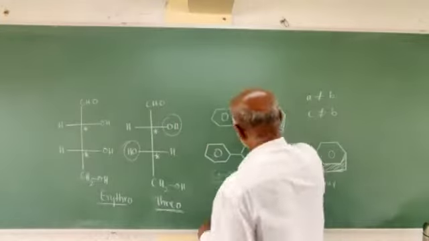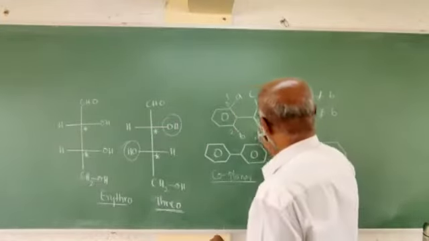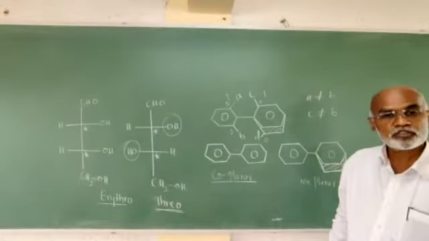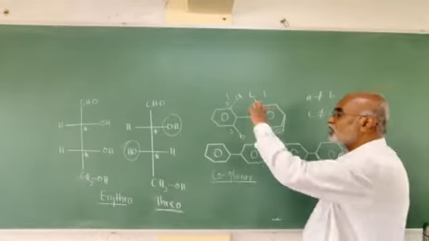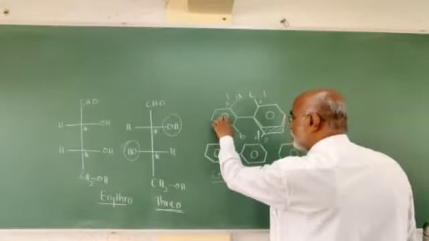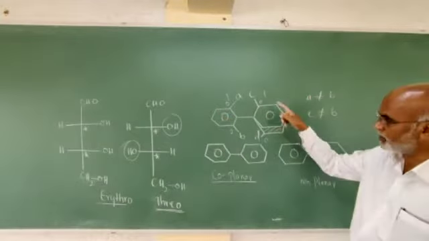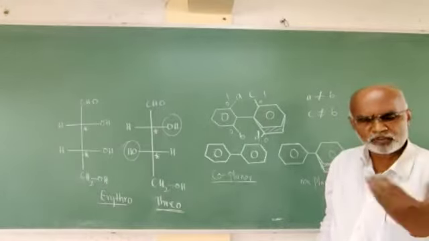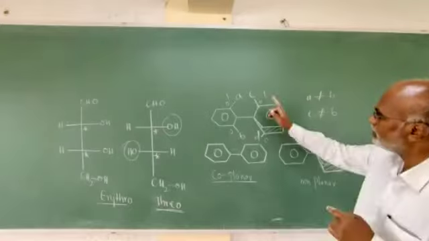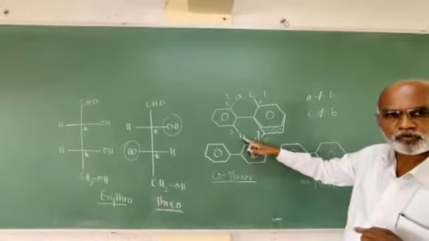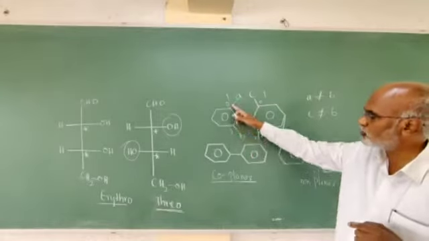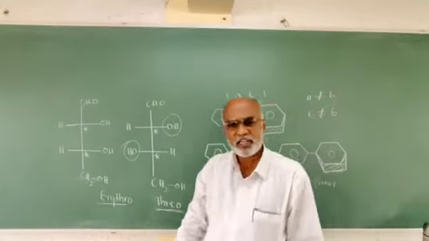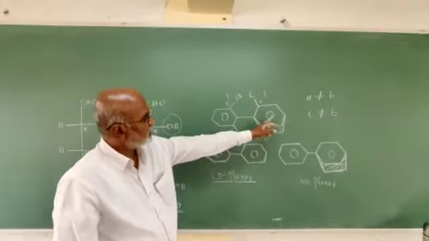When the ortho and ortho dash positions of a biphenyl molecule are substituted by bulky groups, the hydrogen atoms present at the ortho and ortho dash positions of one benzene ring and the ortho and ortho dash positions of another benzene ring are substituted by bulky groups such as NO2, CH3, SO3H, COOH, etc. Let us consider A and B are the two different bulky groups present at the ortho and ortho dash positions of one benzene ring, and C and D are the two groups present at the ortho and ortho dash positions of another benzene ring.